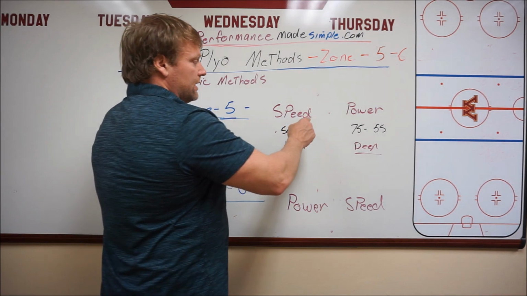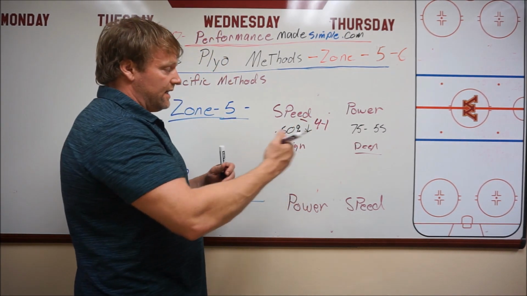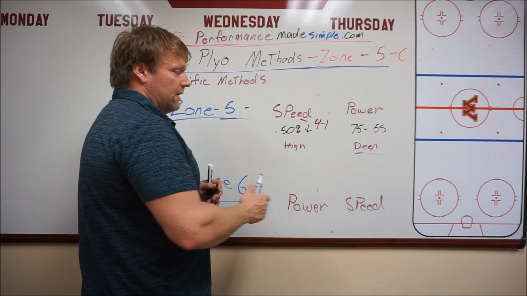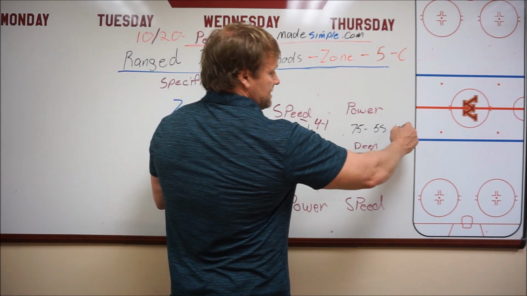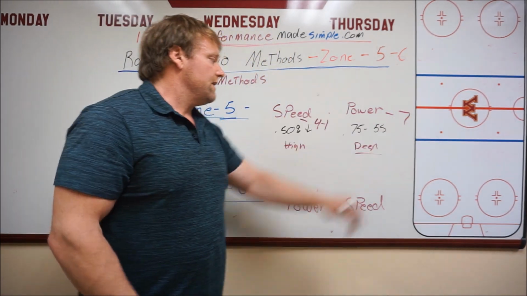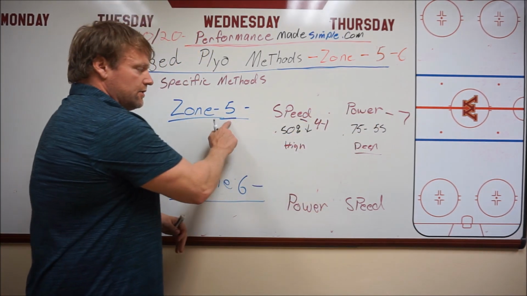So you're looking at the speed plyometrics of zone 1 through 4 that I covered. You can go over to that video. It's just on the next block up on the Performance Made Simple website. And this one is basically the power zone. Remember, all the methods I used in zone 7 that I talk about would be used at the end of the week when you use zone 5.